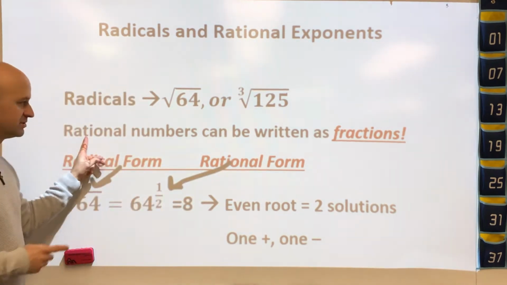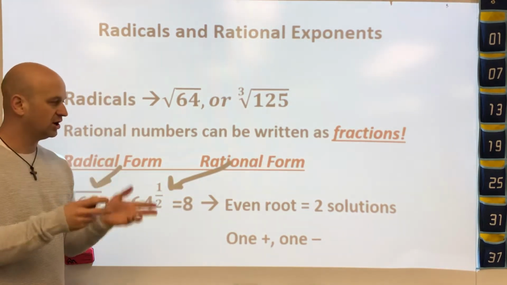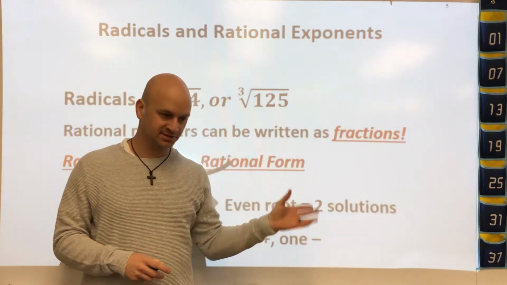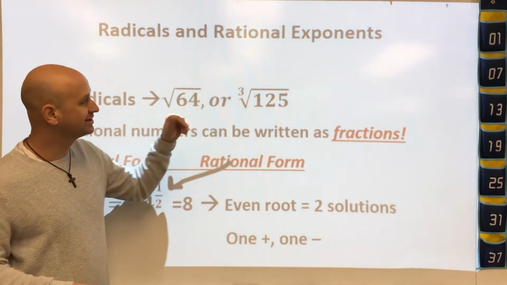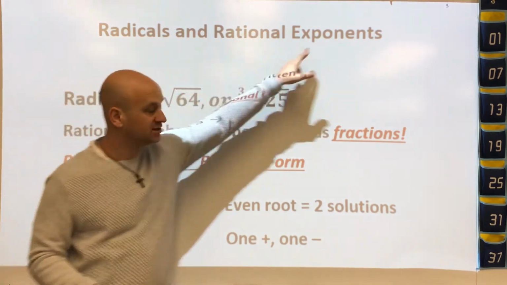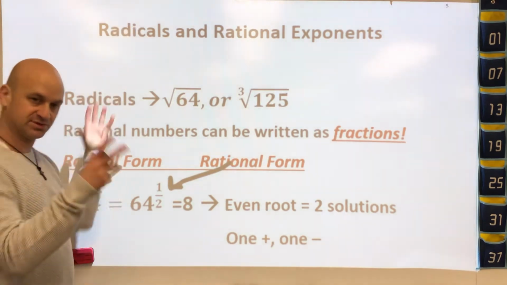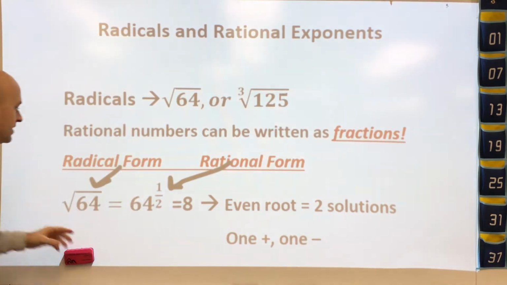Now, rational numbers, if you guys remember, are real numbers that can be written as fractions. So keeping that in mind, we're going to have fractional exponents. And they're going to be related to radicals. So we're going to tie this all in together. So here's how this works.